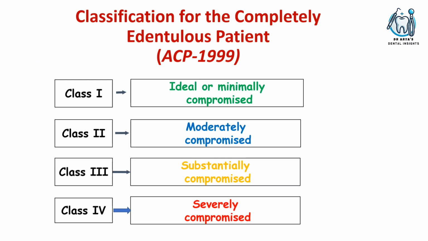So the completely edentulous patient, according to ACP 1999, is classified into class 1, class 2, class 3 and class 4. Class 1 is ideal or minimally compromised. Class 2 is moderately compromised. Class 3 is substantially compromised. And class 4 is severely compromised.